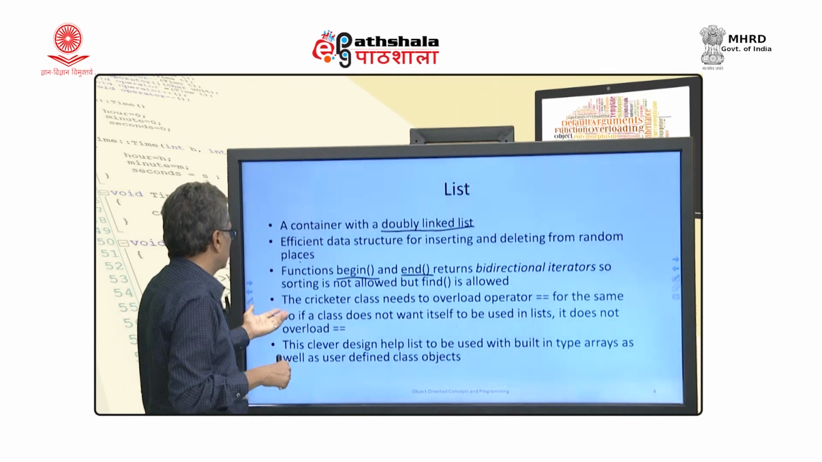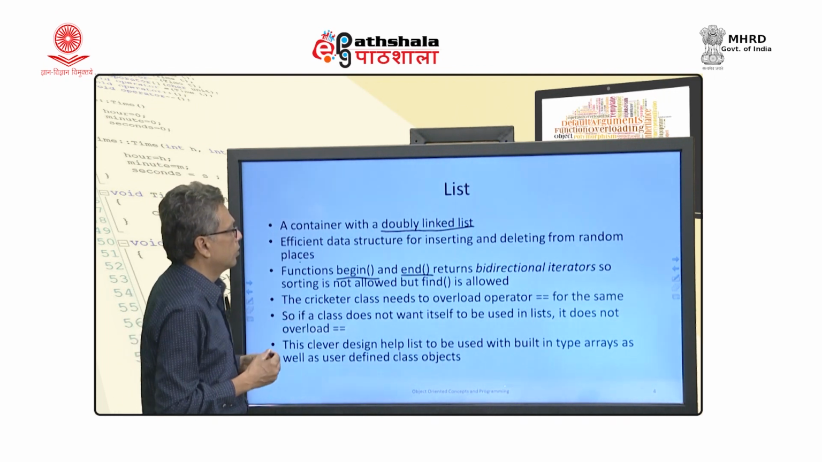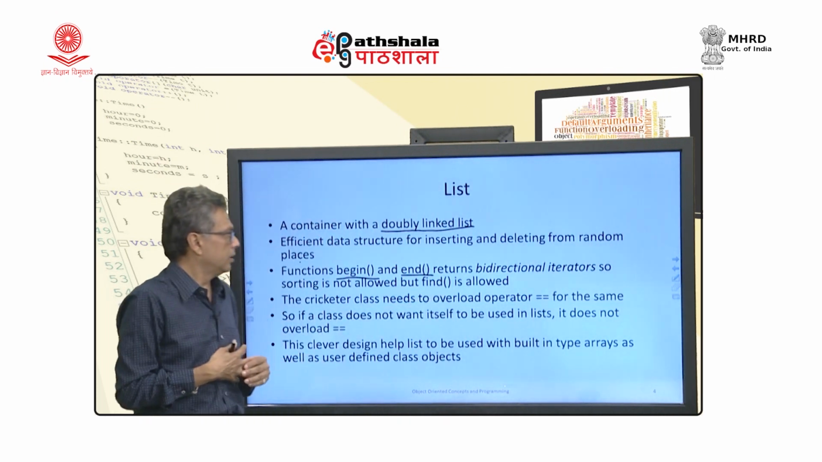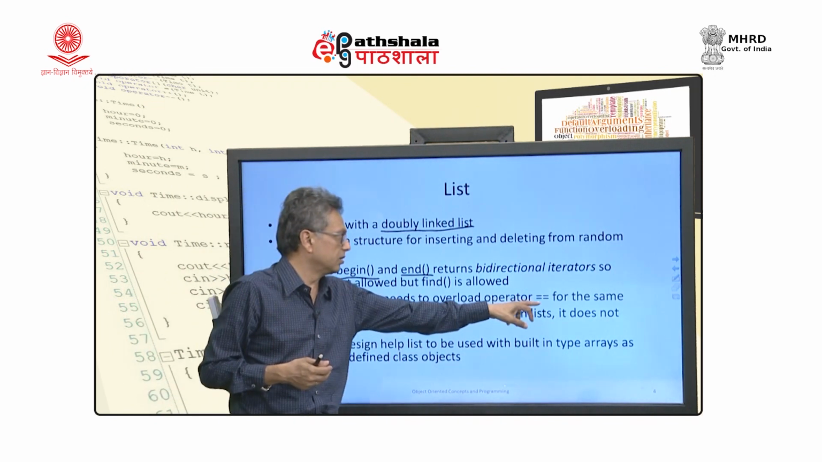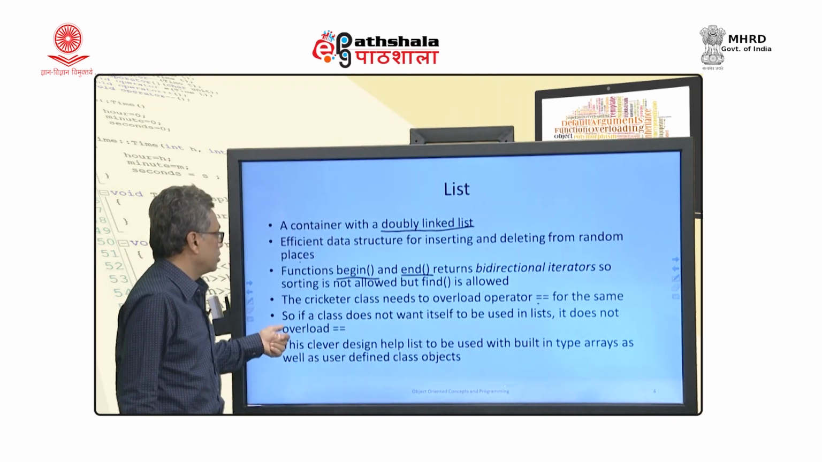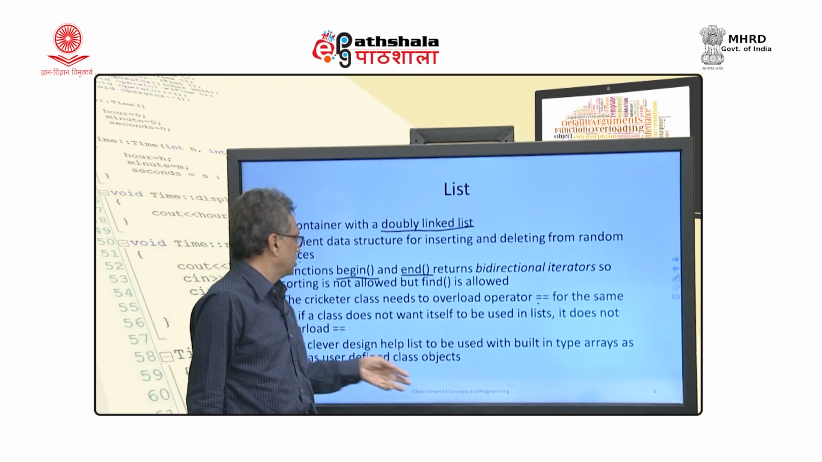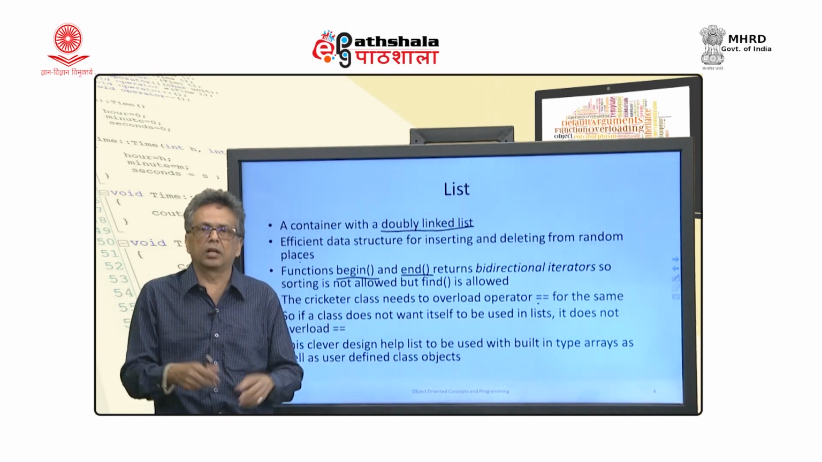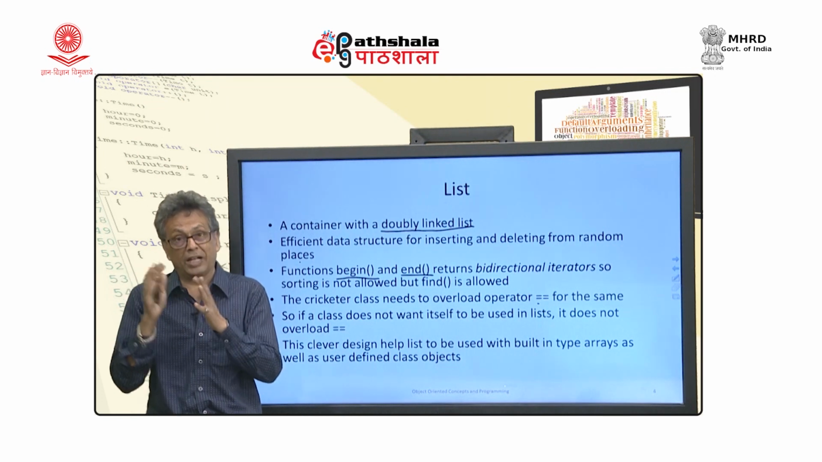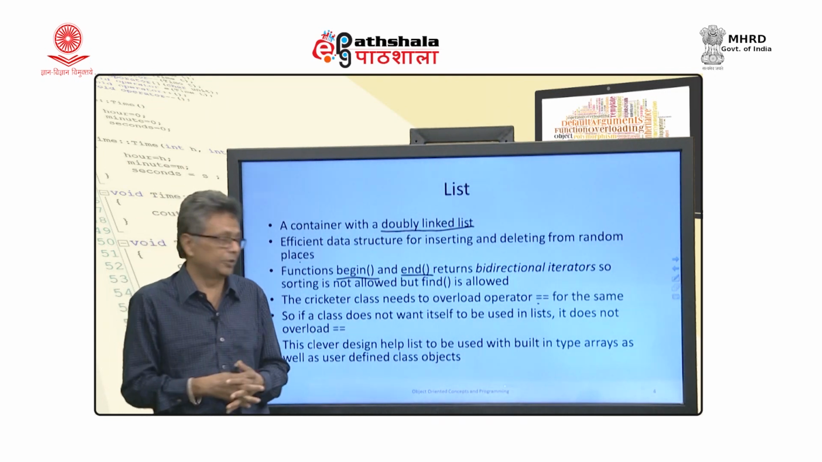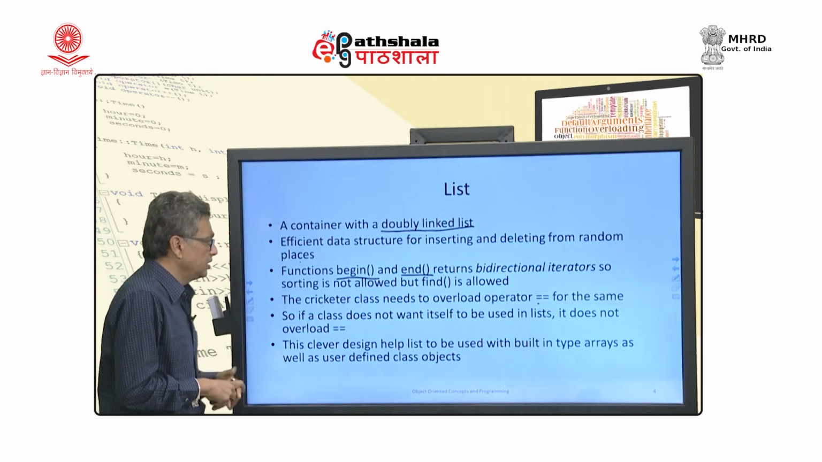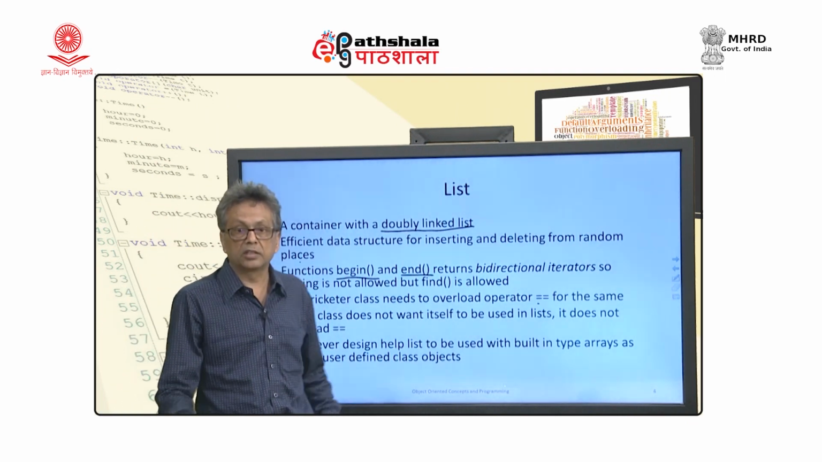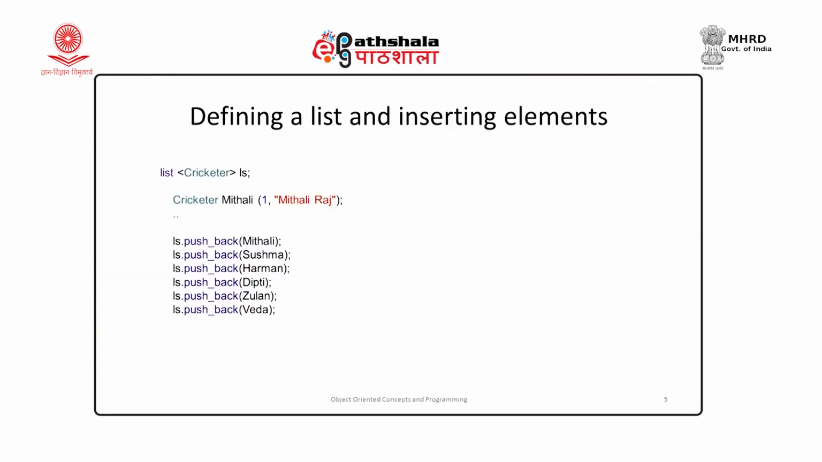So, let us talk about how the cricketer class needs an overloaded operator, for example, in this case. If a class does not want itself to be used in list, it does not overload double equal to. So, if somebody wants to insert that object, they cannot, and that is the power and the generality that you have with the objects. It is an extremely clever design. Now, let us try to see how it works.